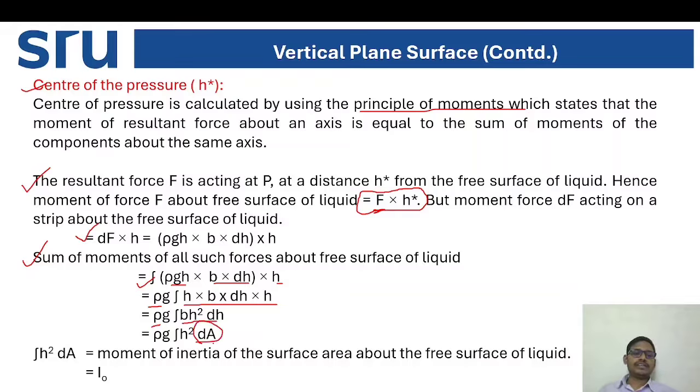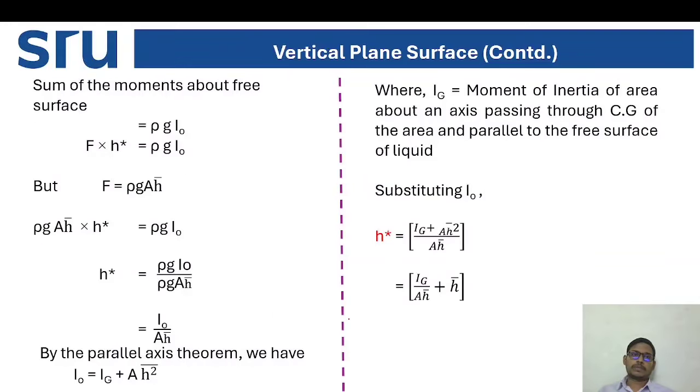So the integration of h square into dA is equal to the moment of inertia of the surface area about the free surface of the liquid, that is called I naught. Now the sum of moments about the free surface equals rho g I naught. F into h star is equal to rho g I naught, where F is equal to rho g into A into h bar.